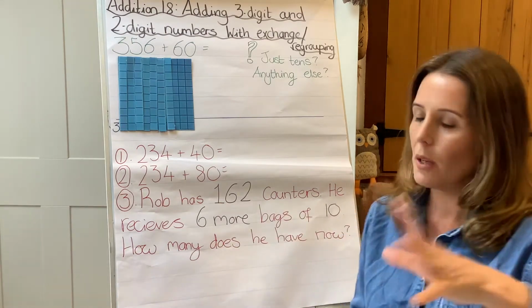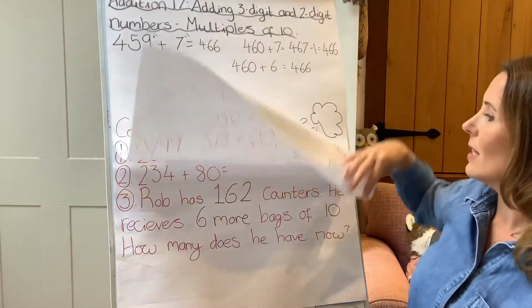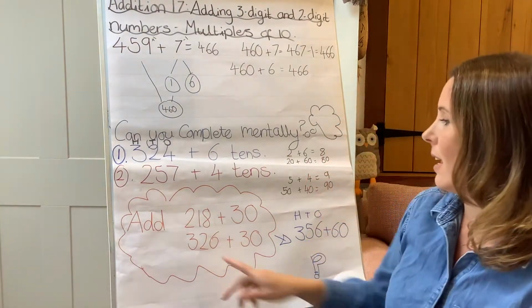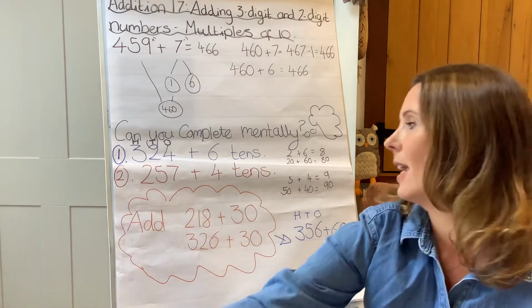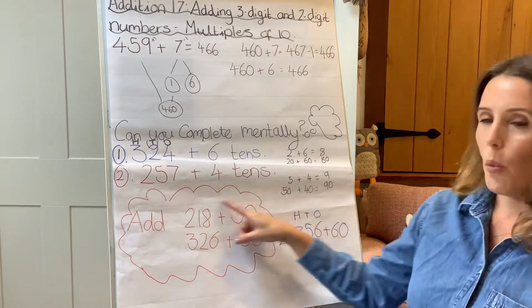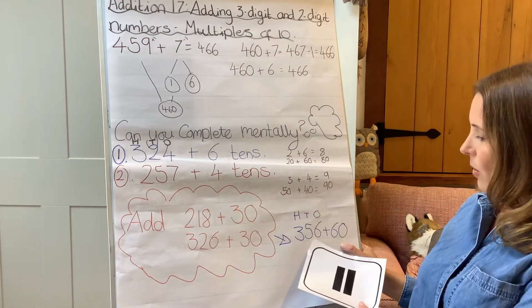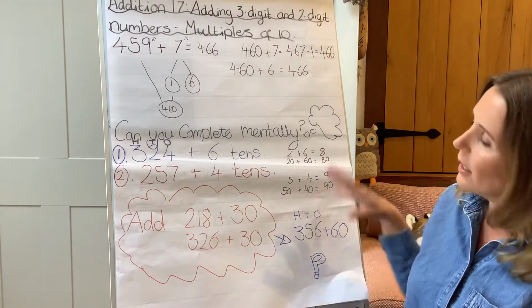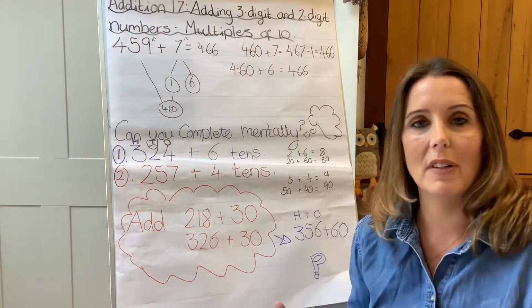So first thing we're going to do is recap on yesterday's session on addition 17. Have a go at adding together these two. Add 218 and 30 and add 326 and 30. Once you've had a go at those, then have a go at this one, 356 and 60. Think carefully about this one. Can you do them all mentally? So pause it and have a go at those ones.